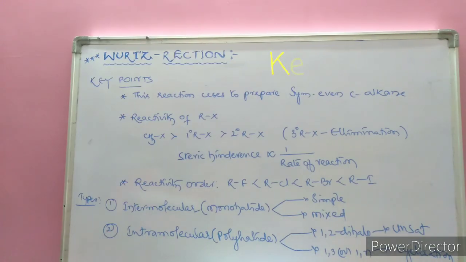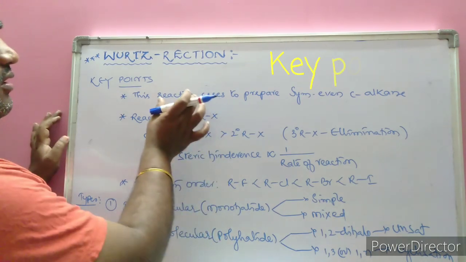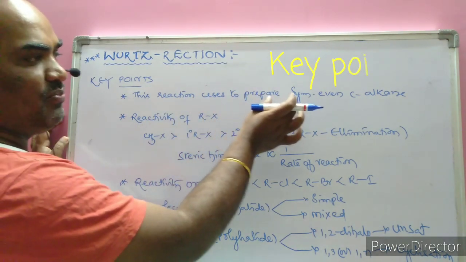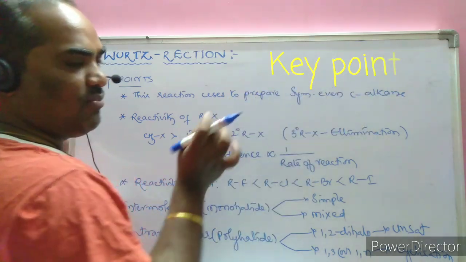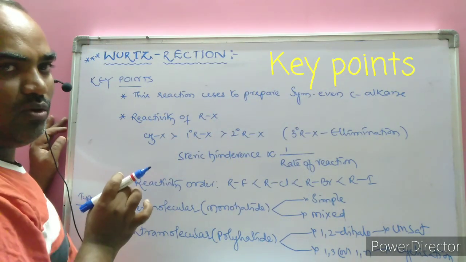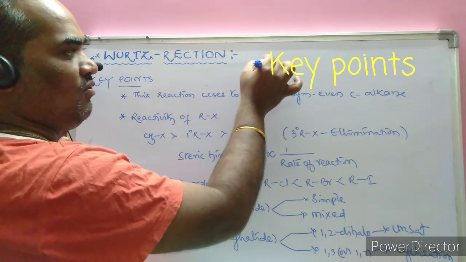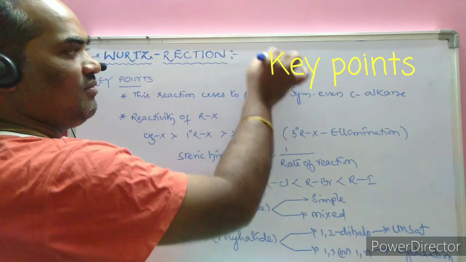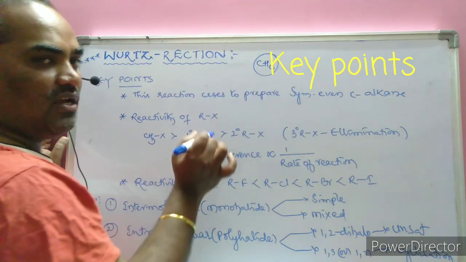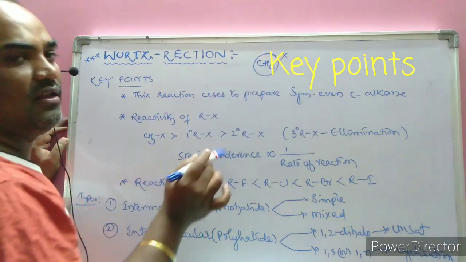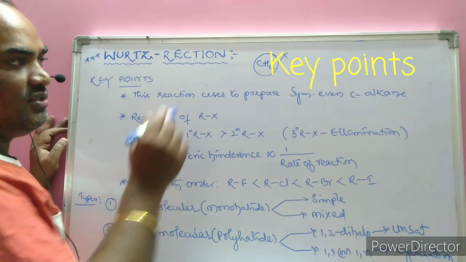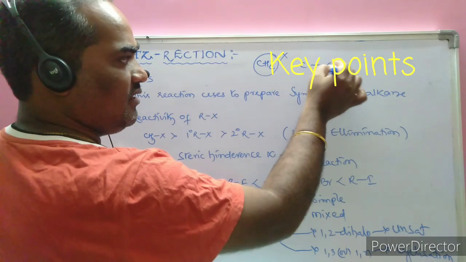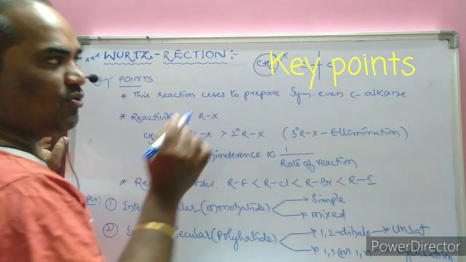Now the key points of Wurtz reaction: everyone knows the Wurtz reaction is used to prepare a symmetrical alkane containing an even number of carbons only. By this method, an alkane with an odd number of carbon atoms, especially the one-carbon alkane like methane, cannot be prepared. Symmetrical here means one which we can break up easily.